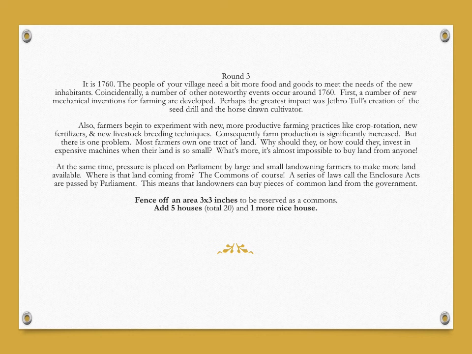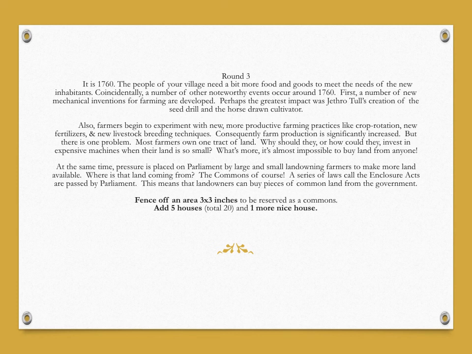But there is one problem. Most farmers own one tract of land. Why should they, or how could they, invest in expensive machines when their land was so small? What's more, it's almost impossible to buy land from anyone. At the same time, pressure is placed on Parliament by large and small land-owning families to make more land available. Where is that land going to come from? The Commons, of course. A series of laws called the Enclosure Acts are passed by Parliament. That means that landowners can now buy a piece of common land from the government, thus taking it away from everybody else who used it.